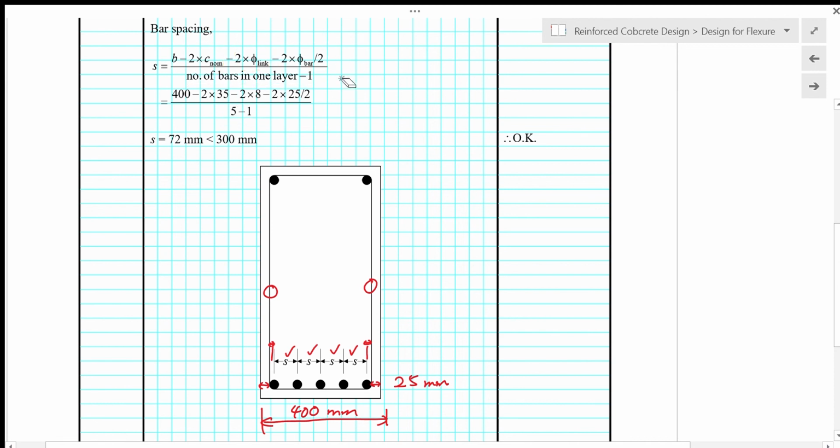So from this calculation we get that our spacing S is equal to 72 mm and is less than the maximum distance between bars of 300 mm from table 7.3n. So the design is okay.